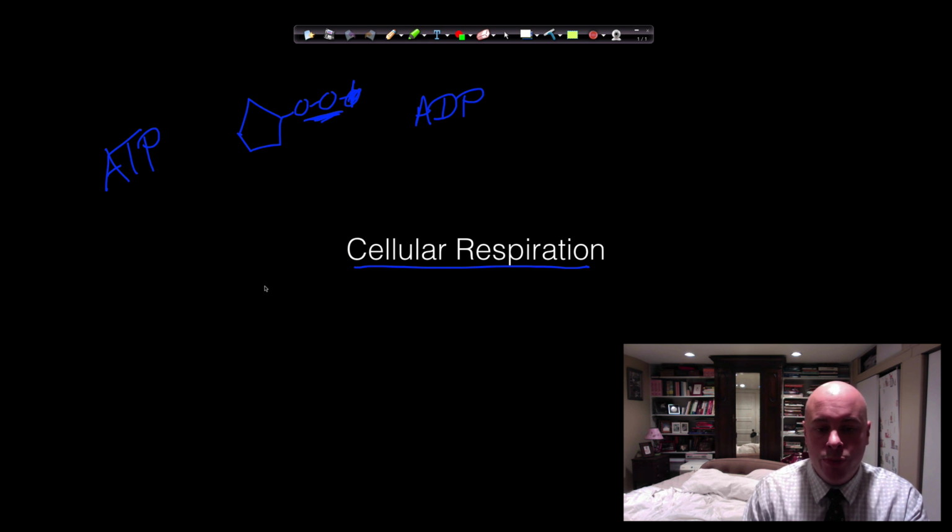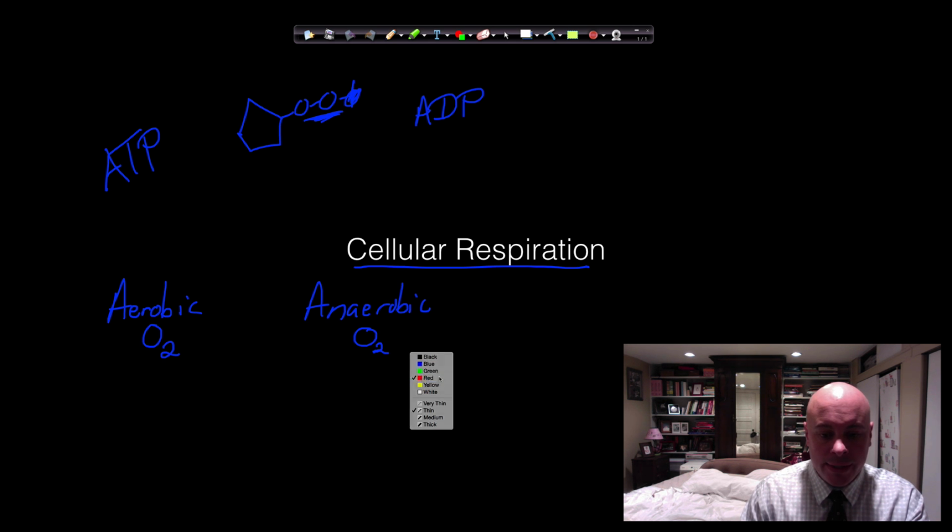So there are two processes that fall under cellular respiration. The first one is aerobic, and the other one is anaerobic respiration. The difference between the two is that aerobic respiration requires oxygen. Anaerobic respiration does not. Okay? No oxygen required. So what we're going to talk about is how this occurs. So let's clear this, go to the next slide.